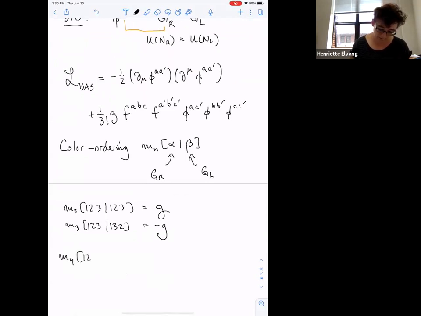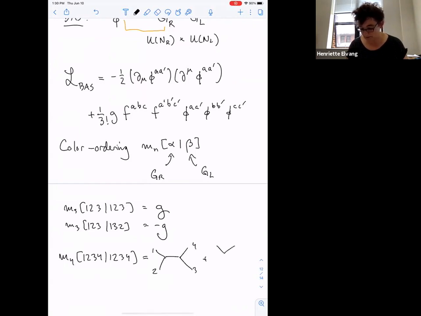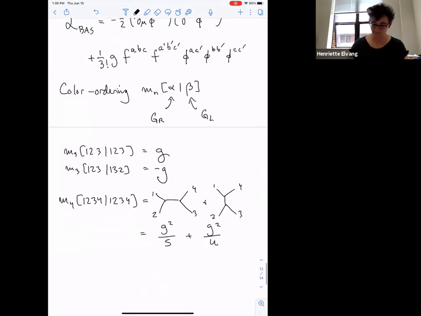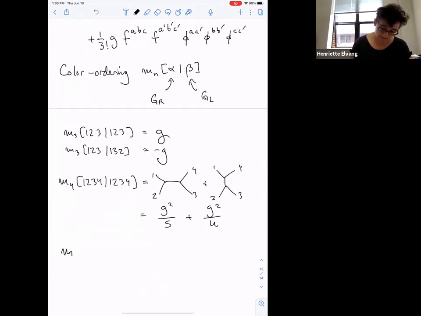If I calculate the 1, 2, 3, 4, 1, 2, 3, 4 entry, it has two diagrams, 1, 2, 3, 4, plus a U channel, 1, 2, 3, 4. So this becomes G squared over S plus G squared over U. Let me just do one more so you can see the idea.